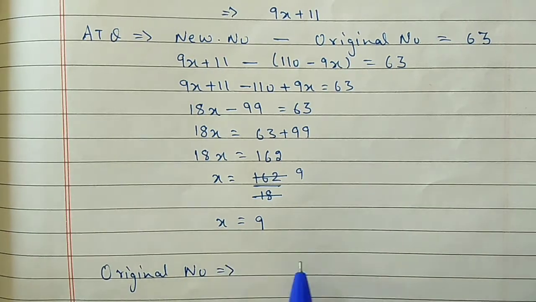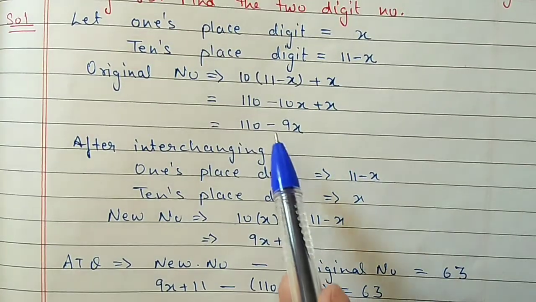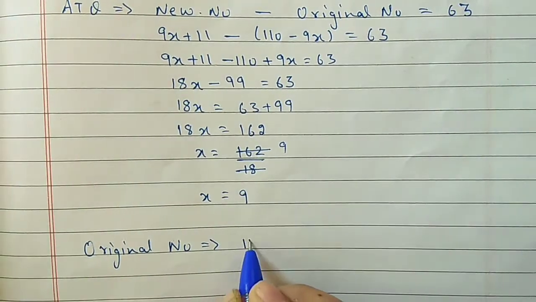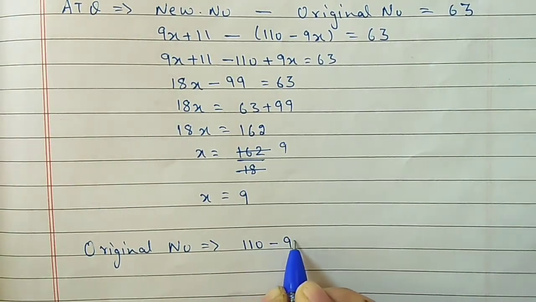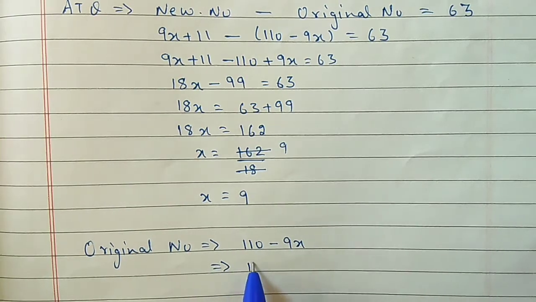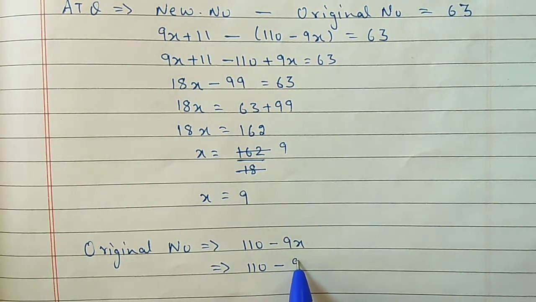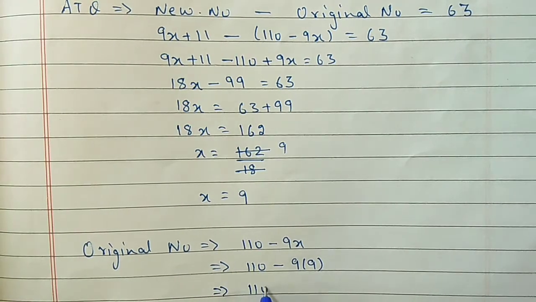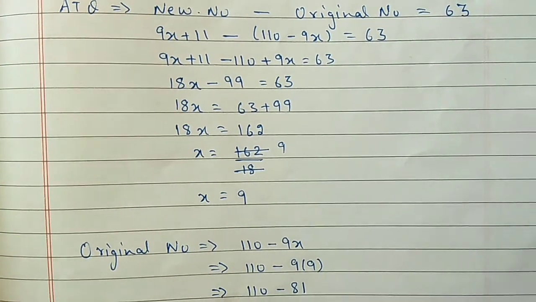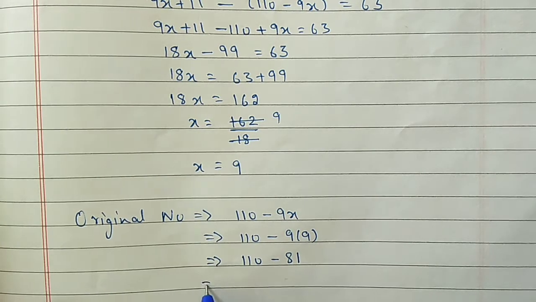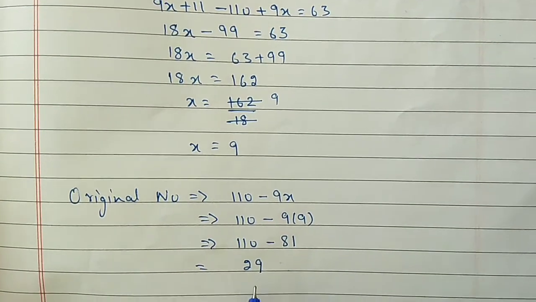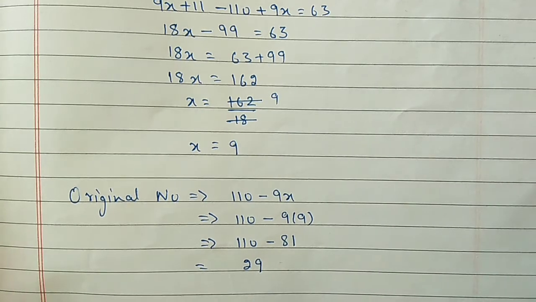Our original number was, you can see here we calculated 110 minus 9x. Directly we can substitute the value here, 110 minus 9x. So 110 minus 9x means 9 into 9, 81. We can subtract here, 29 we will get after subtraction. So the original number was 29.